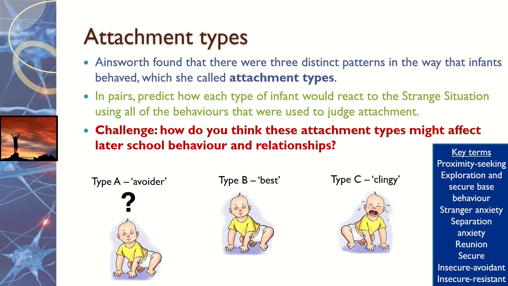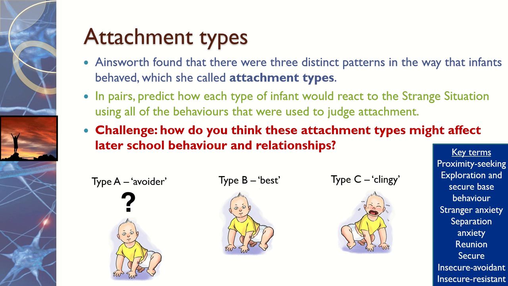Okay, so hopefully you got that the avoider is the one where they're not really bothered by their mum. They avoid their mum. When they're exploring, they're very happy to wander around the room and not have a care in the world about where their mum is. The opposite to that would be the clingy type, and that child will not explore at all.